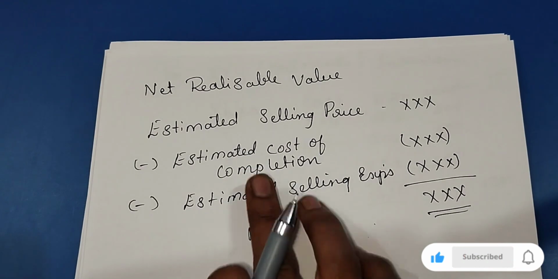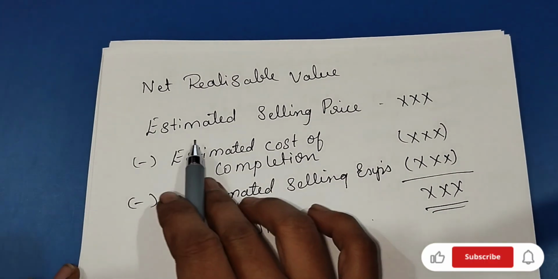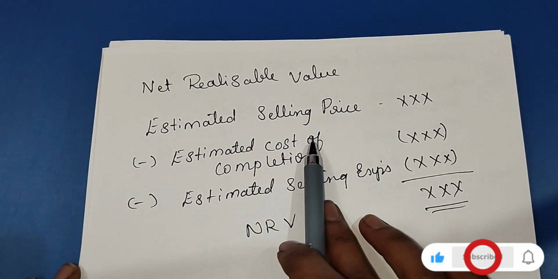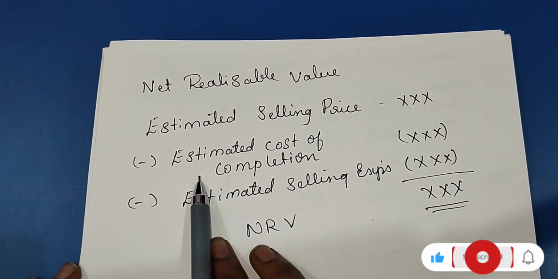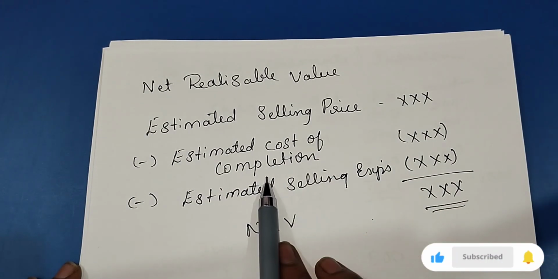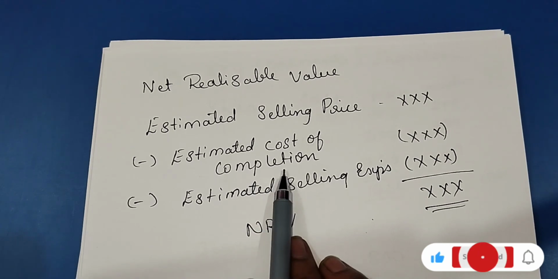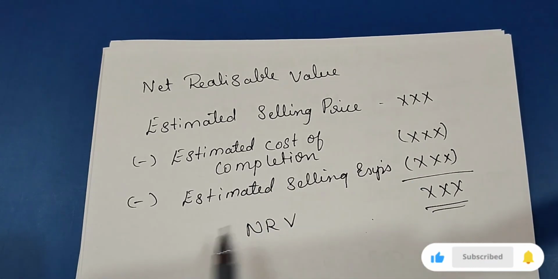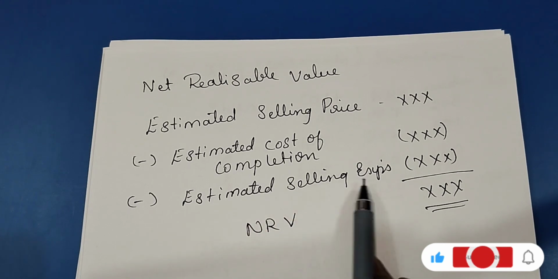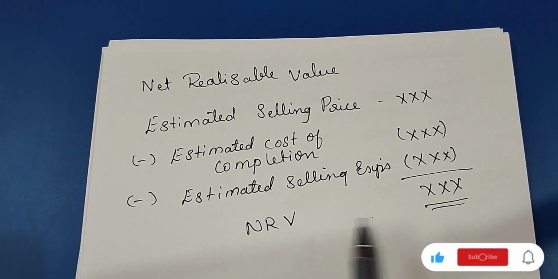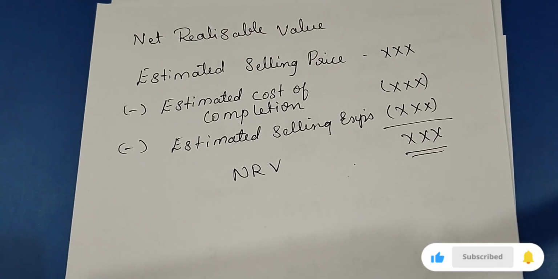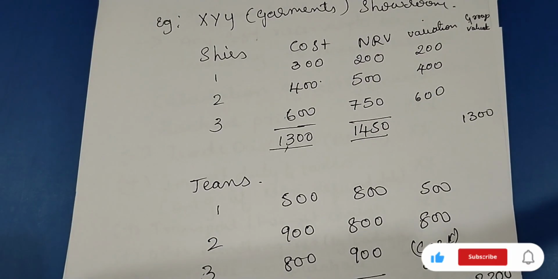See here how to find the NRV. So NRV we are finding with the help of the estimated selling price. From this we are deducting the estimated cost of completion, how much I am expecting to spend to complete the particular work. Okay, then deduct estimated selling expenses. So whatever balance we are getting will be considered as our net realizable value.